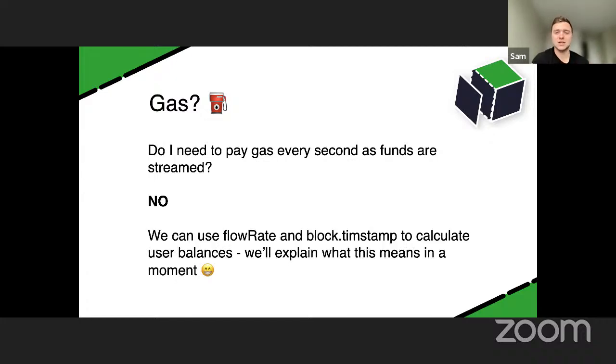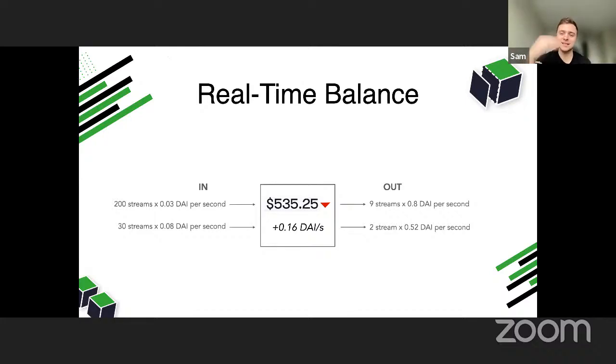We do a bit of black magic at the protocol level here, where we can use the flow rate and block.timestamp value to calculate user balances in real time. And we'll explain more about what this means as I discuss the rest of the protocol. But the cool thing you get here is this real-time balance, right? This thing that's constantly flowing up and down, depending on what's happening with the flows. So what we can do is look at all of the streams coming into a particular user's account with a given token, and then all of the streams going out of that account. And we can calculate what, at any given moment, a user's balance should be.